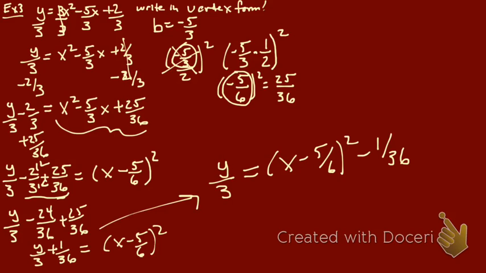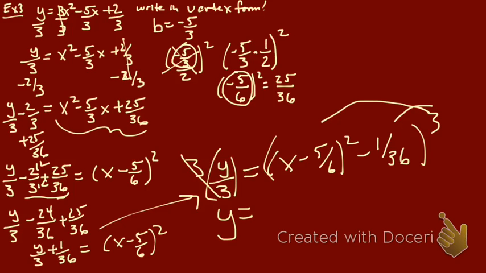Whew, my last step. I don't want what y over 3 equals. I want to just get y equals, so I'm going to multiply everything in the entire equation by 3. On the left, if I do that, I get y equals. The 3 on the right I have to distribute to both terms. When I distribute it to that binomial, I'm just going to put the 3 in front and write it as 3 times the quantity x minus 5 over 6 squared. Keep in mind, this is my a value in vertex form.